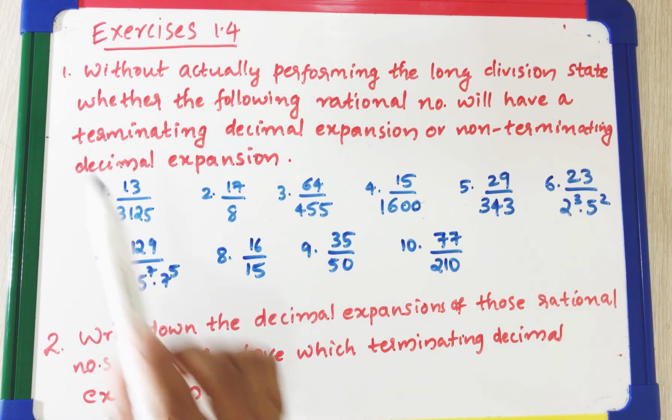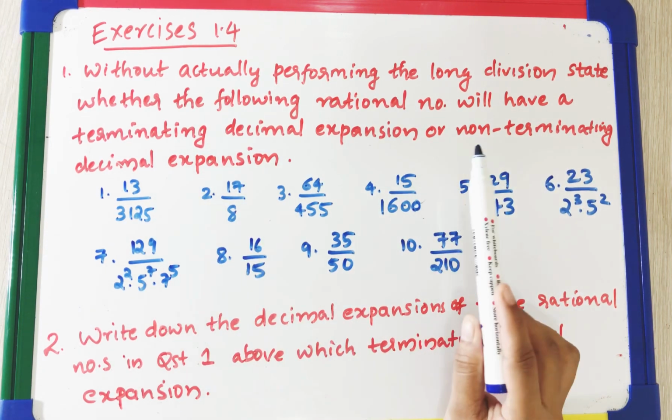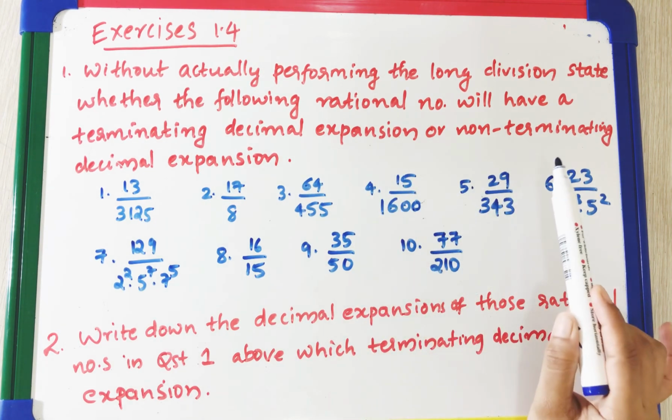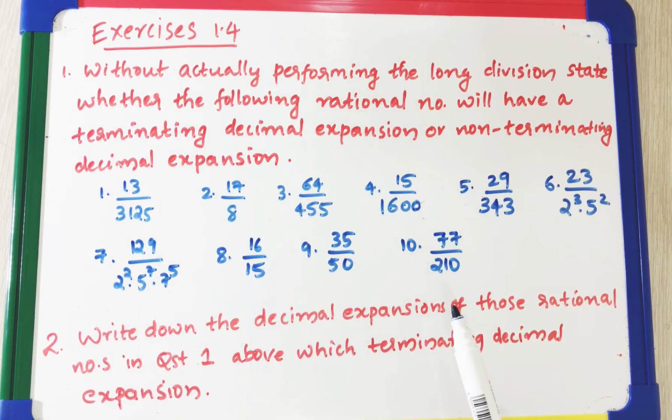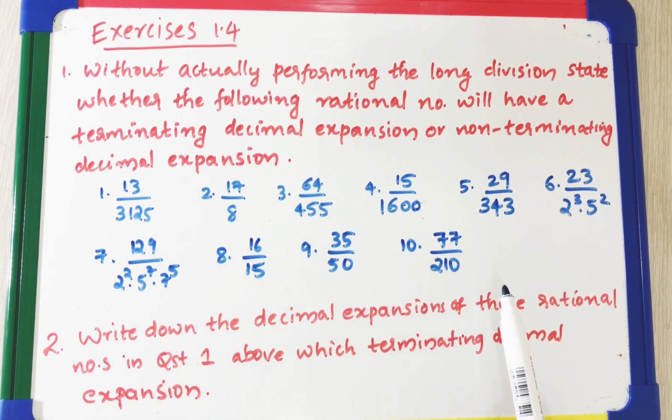First question. Without actually performing the long division, state whether the following rational numbers will have a terminating decimal expansion or non-terminating decimal expansion. Some rational numbers are given. We have to check whether each has a terminating decimal expansion or non-terminating decimal expansion. We can also see the second question together.